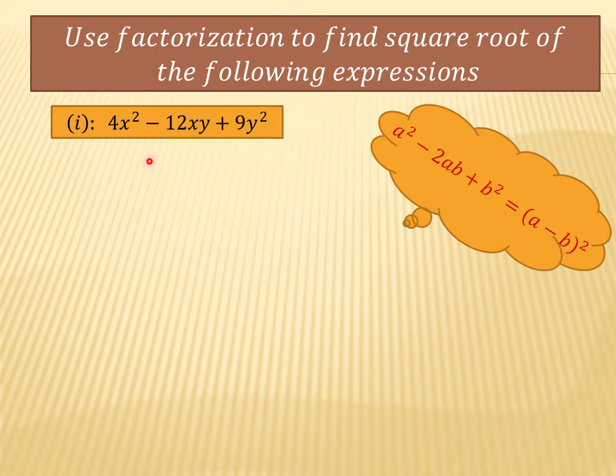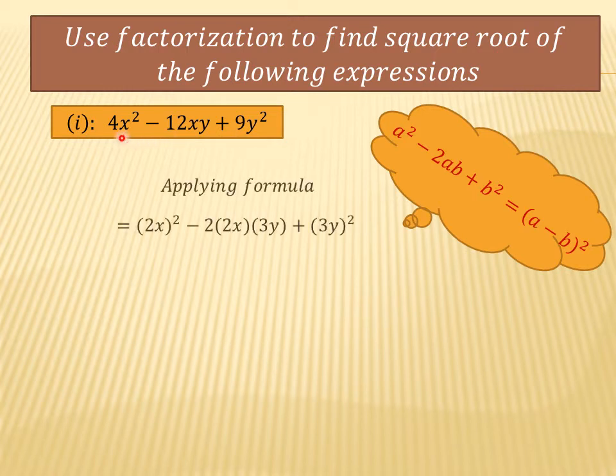The question given is in the form of a square minus 2ab plus b square. It means we have to convert it to a minus b whole square. So first of all, we will make the square of the first term and the last term, and in the center we will write 2ab. Applying the formula, 4x square is the square of 2x, and the last term 9y square is the square of 3y. First of all, make the square of first term and the last term.